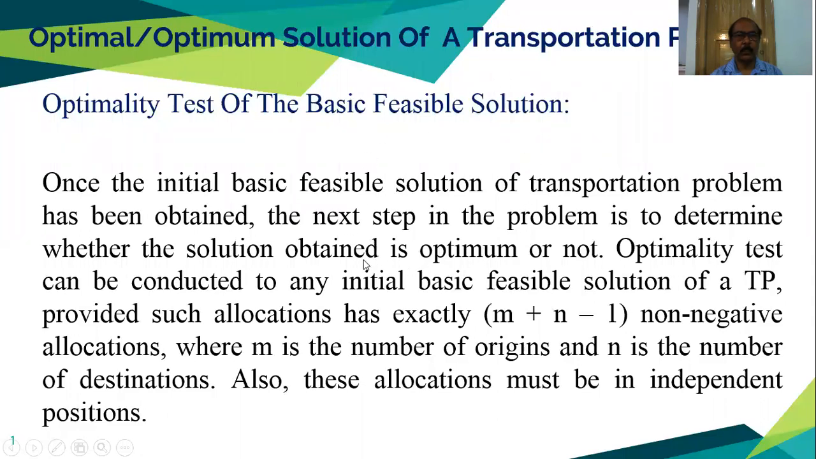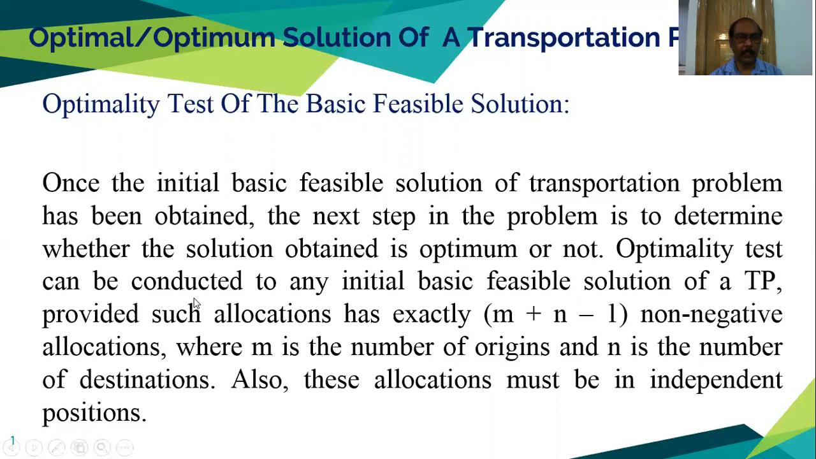Then we test whether the basic feasible solution is optimum or not. Before that, we have to check whether the basic feasible solution is degenerate or non-degenerate. Then we have to start. Once the initial basic feasible solution of a transportation problem has been obtained, the next step in the problem is to determine whether the solution obtained is optimum or not.